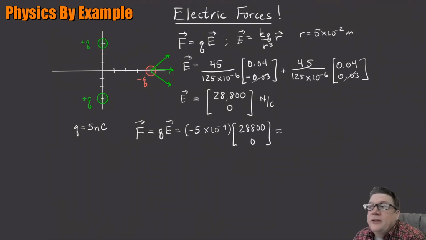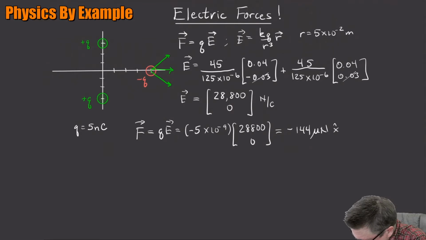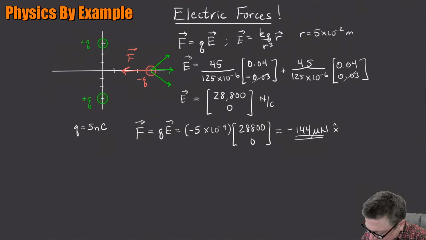And when you multiply those together, what you get is a force that's minus, what did I get when I multiplied it out? 144 micronewtons. That's the force on the thing, right? So the electric field was going to the right, and then I multiply the negative charge, and now I get a force going to the left. That's the way it should be. So the force on this thing is going to the left. Very cool.